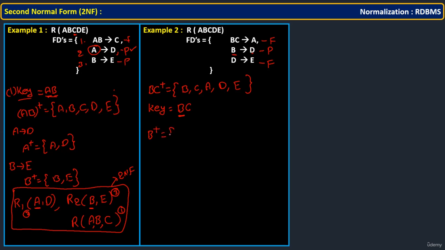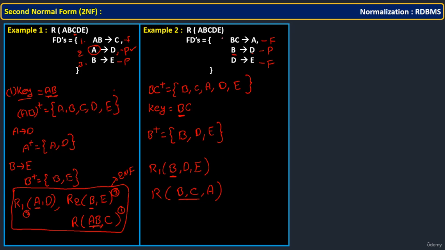So for that, find the B closure. So B, and B derives D. Next, D derives E actually. So this is one relation. So R1 is going to become B, D, E, and here the primary key is B. And the original relation is what? The primary key is BC, and of course here we didn't mention this is primary key. So BC, A is not covered here. So let us take A also, and of course this is the primary key. Okay, in this way we are going to divide actually.